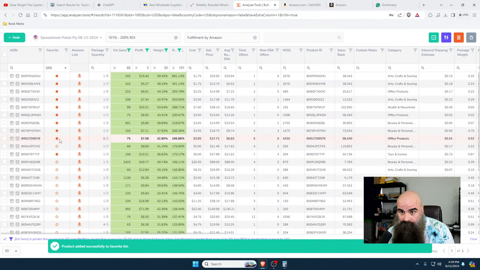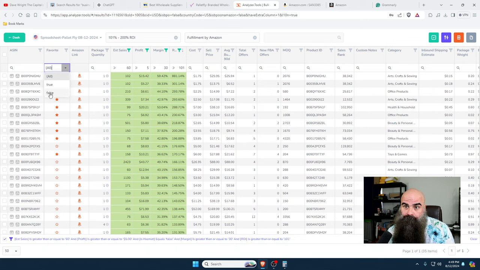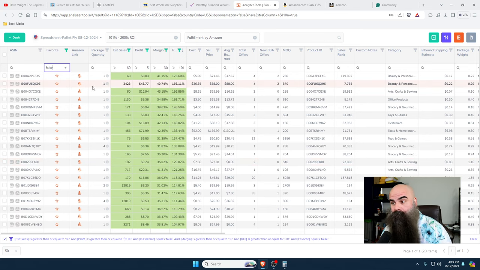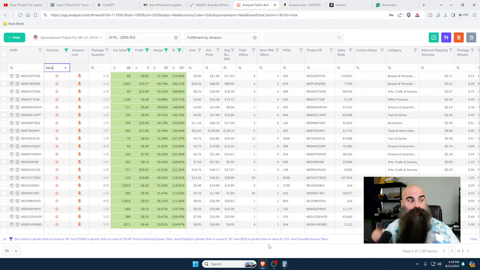Next. So you can also filter this right here by no favorites, and that will take the ones off the last sheet that you've already done. You can still find these in the future, but when I'm looking at them right now, I won't have to look at the favorites.